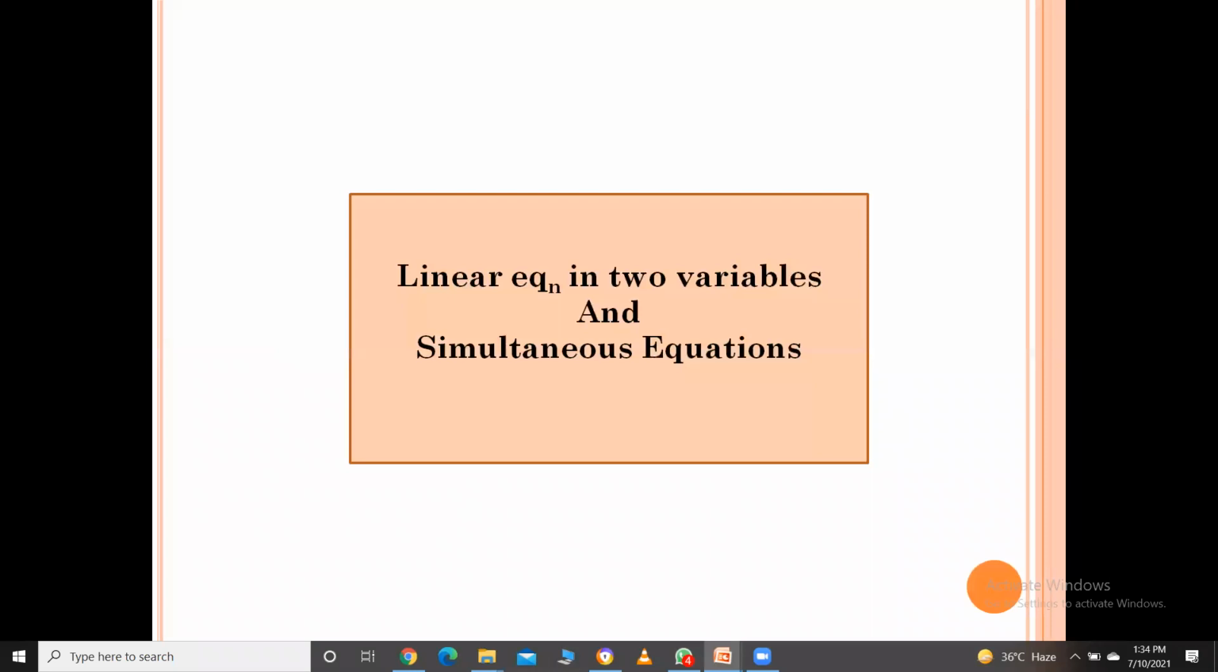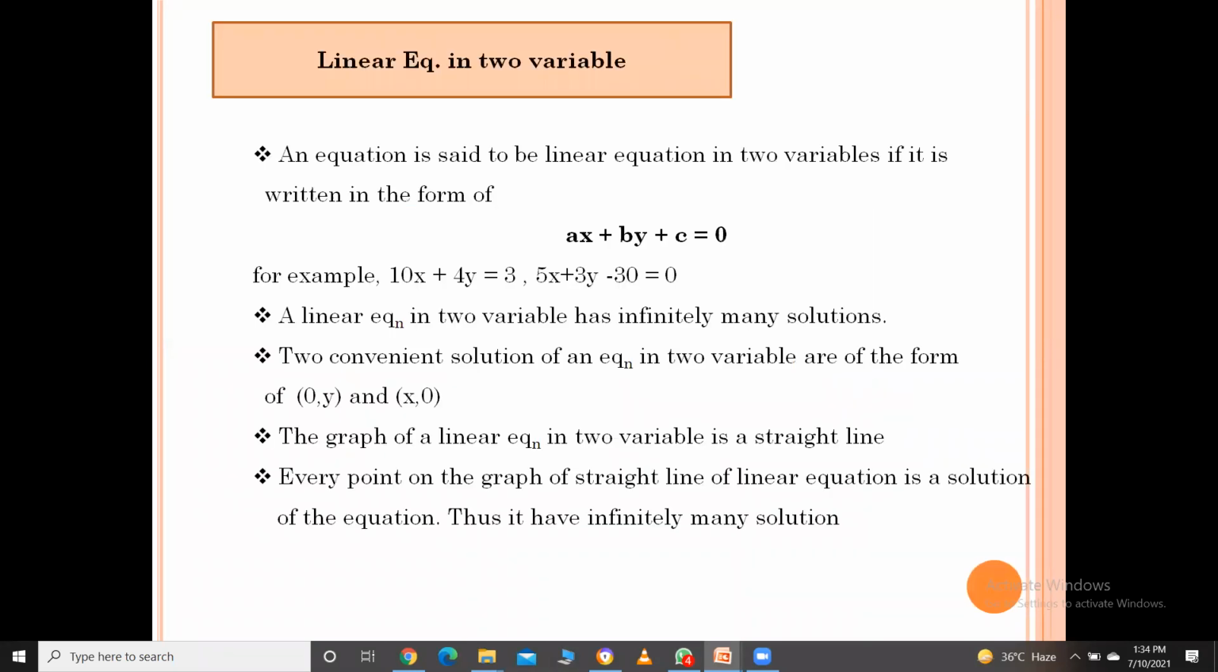Now, linear equation in two variables and simultaneous equations. An equation is said to be a linear equation in two variables if it is written in the form ax + by + c = 0. Here you can see the two variables x and y exist. For example, 10x + 4y = 3 and 5x + 3y = 30. These are examples of a linear equation in two variables.